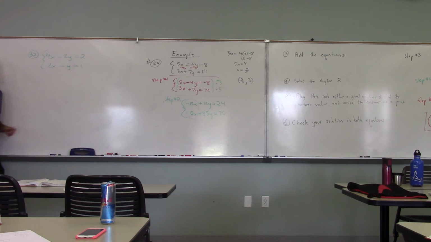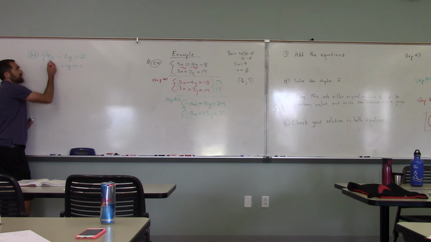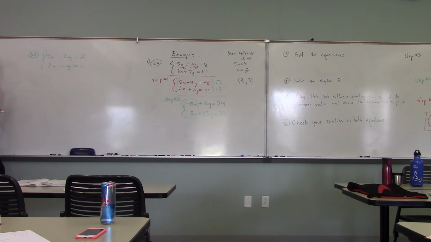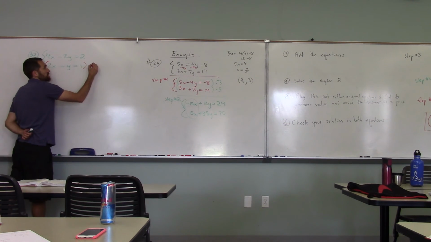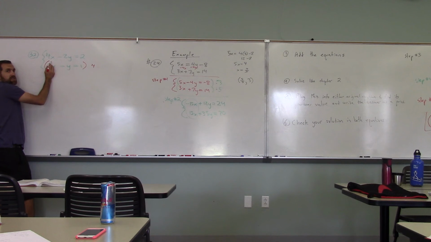Alright? So, looking at this, choose either variable that you want to cancel. Dan, which one do we want to cancel? 2x. Alright, so let's cancel out the x's. So what am I going to multiply by? 4. Where? 2x. To this one? Yes. Okay, so multiply this by 4. That would give me 8x.